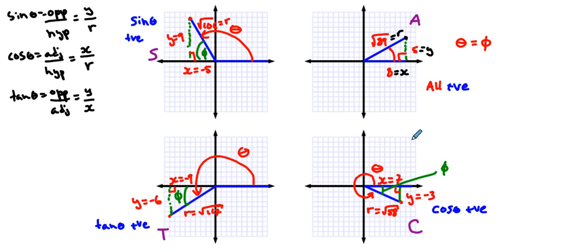The relationship between phi and theta we'll have to explore a little bit more in a subsequent video. But this is the driving reason behind the CAST rule and understanding why we have different trigonometric functions being positive for angles in the different quadrants.